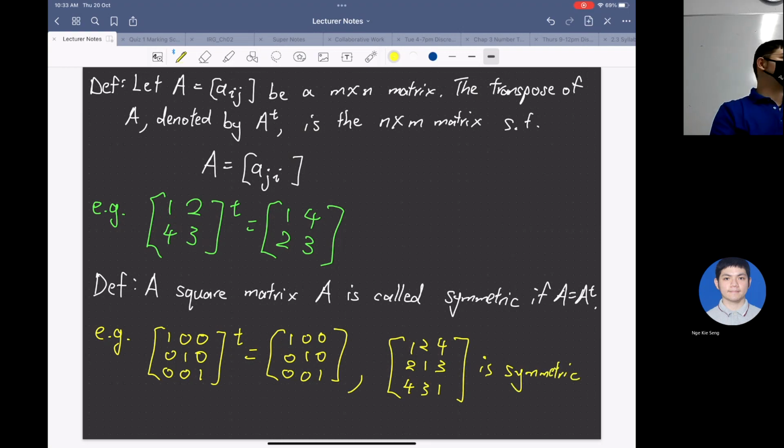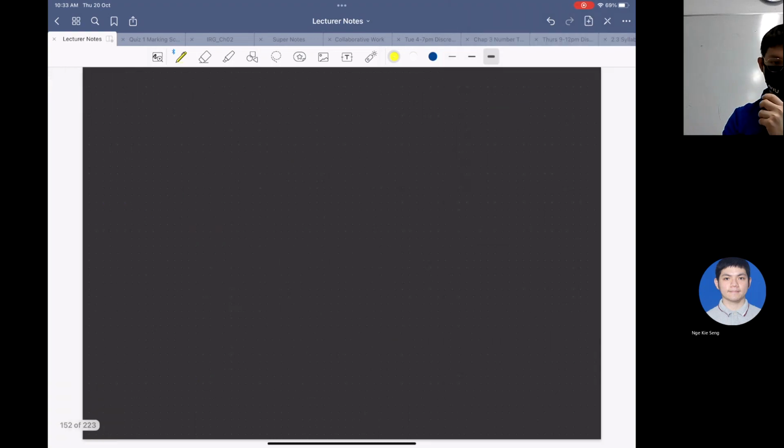Okay. So if you learn linear algebra, symmetric functions will have some nice properties, especially for the eigenvalue thing. Eigenvalues, you will learn next time.